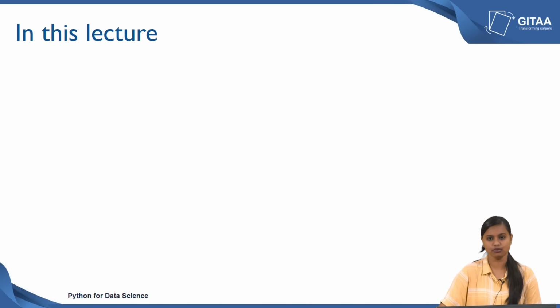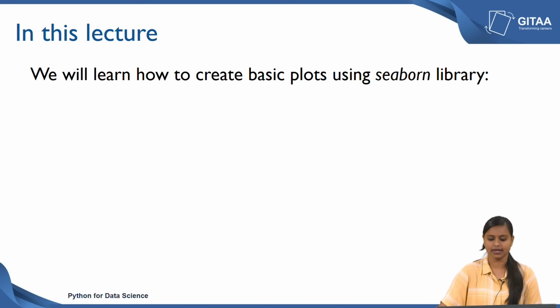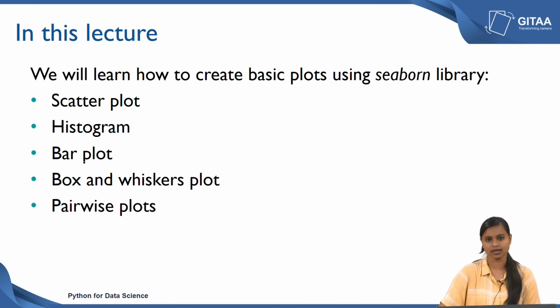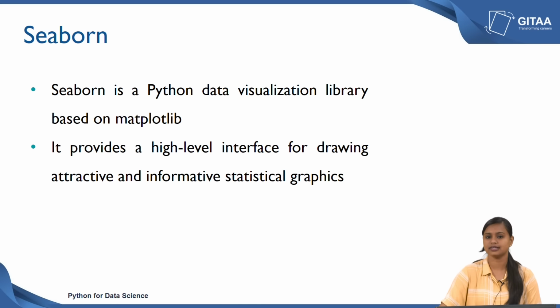And in this lecture, we are going to see how to create basic plots using the Seaborn library. The basic plots include scatter plot, histogram, bar plot, box and whiskers plot and pairwise plots. We will see in detail about the creation of these plots and how to interpret them. So, first let us see what the Seaborn library is about. Seaborn is a Python data visualization library built on top of the Matplotlib library that provides a high level interface for drawing attractive and informative statistical graphs.